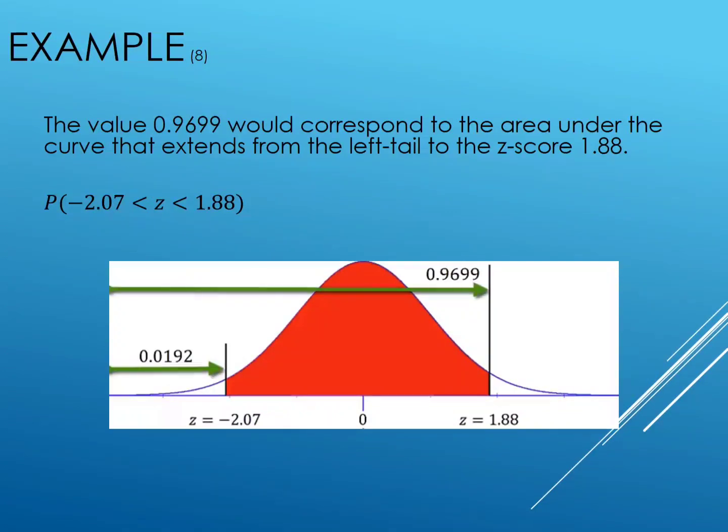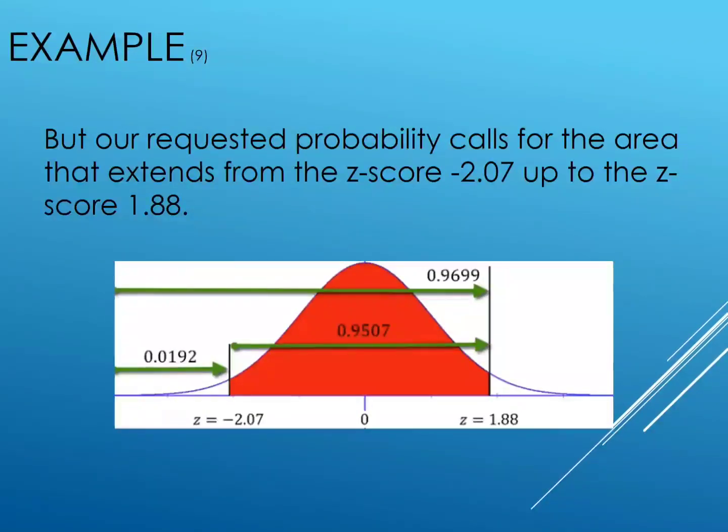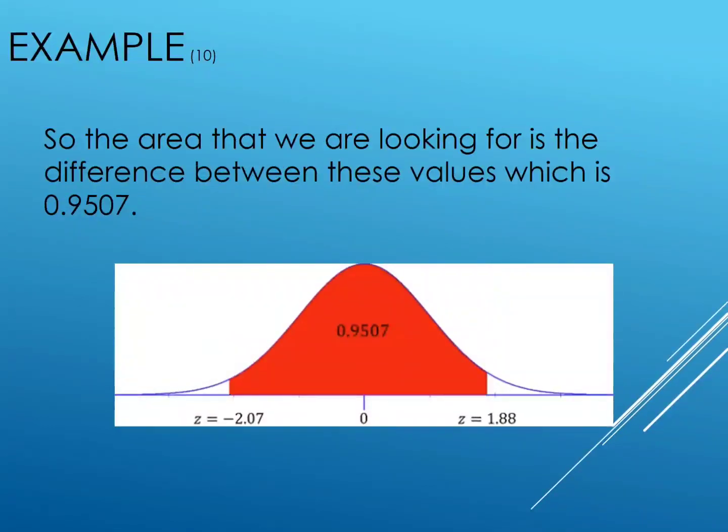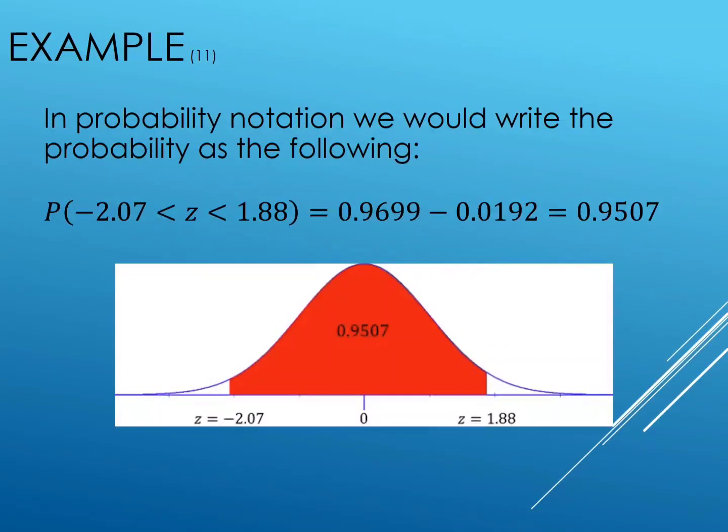However, the z-score for 1.88 is the entire area, from the entire left all the way up to 1.88. What I want is from negative 2.07 to 1.88. So all I have to do is take the 0.9699, that is the entire area under the curve up to 1.88, and subtract the left side of negative 2.07, which is 0.0192. So I subtract those two from one another, and I would get the area in between, which is 0.95. So pretty much when you have in-between z-scores, you are subtracting the probability of the left side z-score, negative 2.07, from the probability of the right z-score, 1.88.